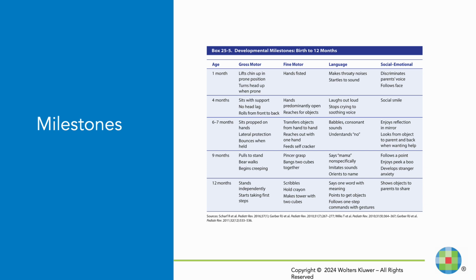They will babble. They're making constant sounds. And they begin to understand words like no. They can enjoy seeing a reflection in the mirror. Looks from object to parent and back when wanting help.